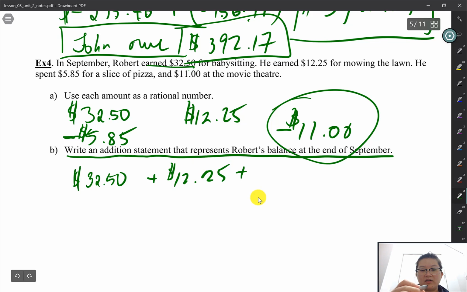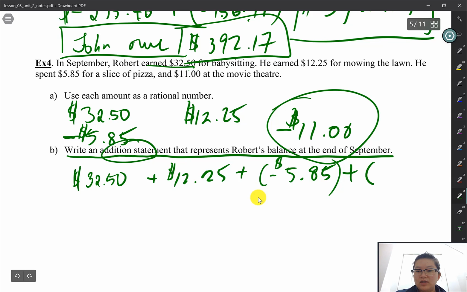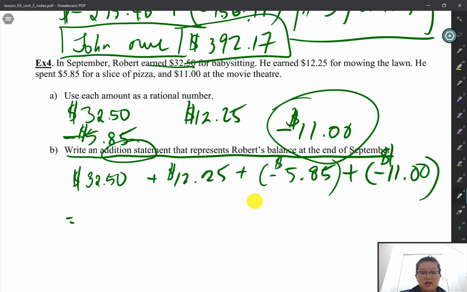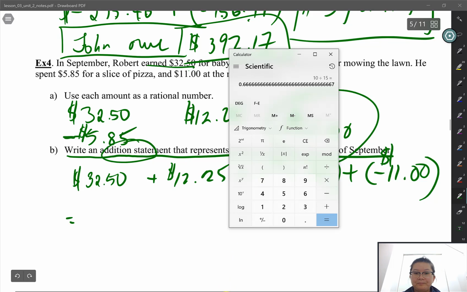And then, oh, this part, make sure you don't write minus 5.85. If you want to write an addition statement, all your operations should be pluses. So I'm going to add, but I'm going to add a negative number. It has the same function as subtracting the positive version of that number. So we must do it this way. Okay? All right. So after we add and subtract all of these, you know what? This is probably just easier if we put it into a calculator.